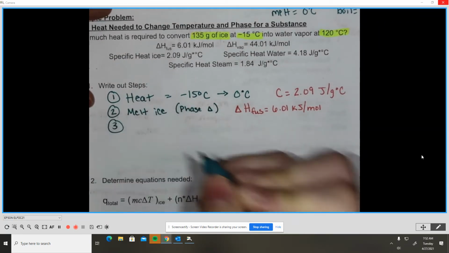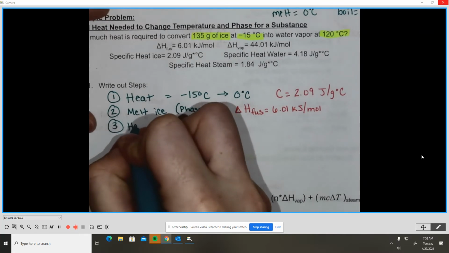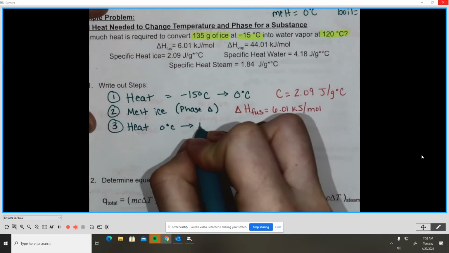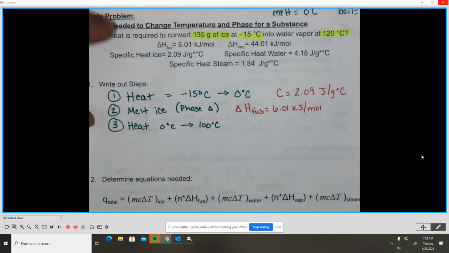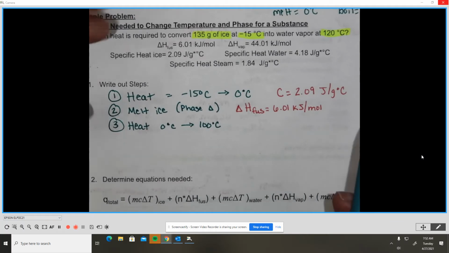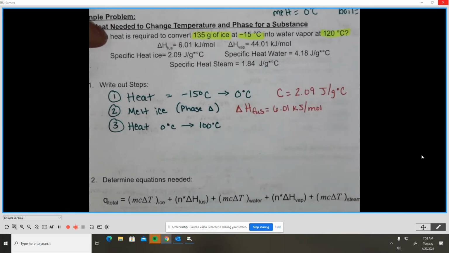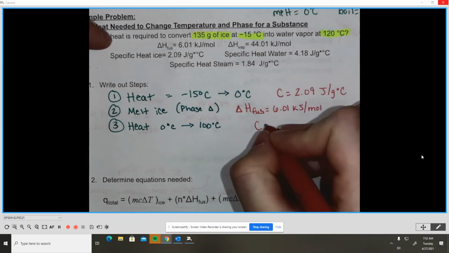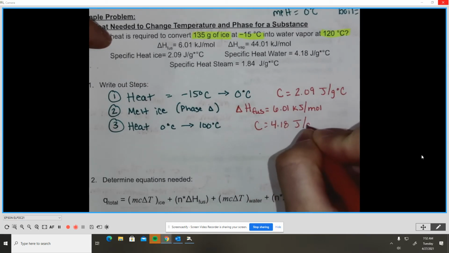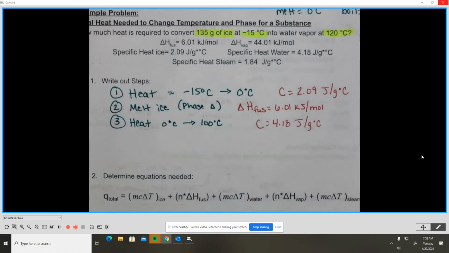Our third step, we need to heat again. So we're going to heat from 0 degrees Celsius to 100 degrees Celsius. Remember, this is heating. In this instance, we're in the liquid state. We're working with specific heat. So we're going to write for our specific heat, we've got 4.18 joules per gram degree Celsius.